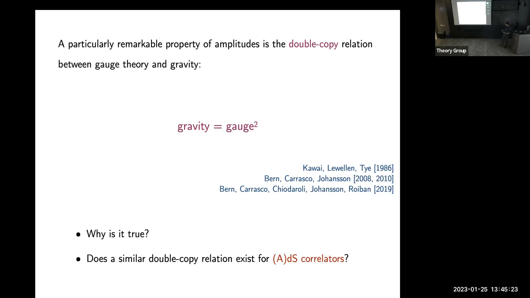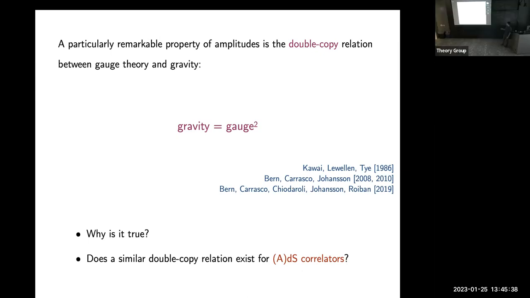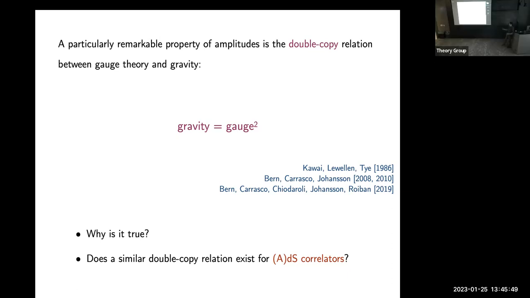Okay? So for instance, sorry, Hayden, yeah. Could I just ask a question? Excuse me. On the gravity side, is asymptotically flat spacetime somehow built into the statement of gravity equals gauge squared? Right. Right now, the statement of the double copy is for amplitudes which live in asymptotically flat spacetime. Okay. Yeah, thank you. Yeah, but the question is whether this relation actually generalizes to more general curved spacetimes beyond just the asymptotically flat spacetimes.